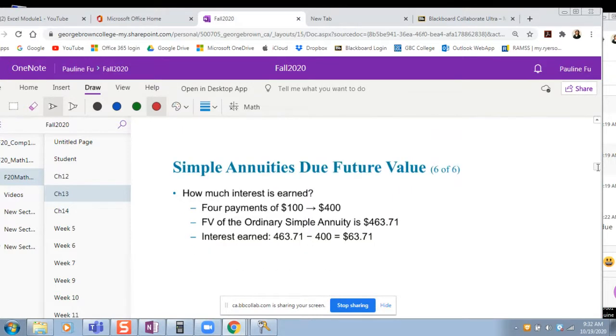Now we did the future value. If we ask the second question, how much interest is earned? Remember, we have 4 payments. Each payment is 100. Total payment is 400. But our future value of the simple annuity due is 463. The difference is the interest earned.